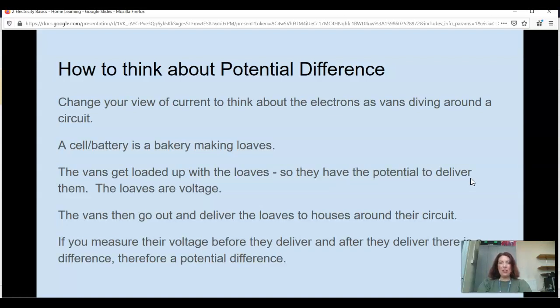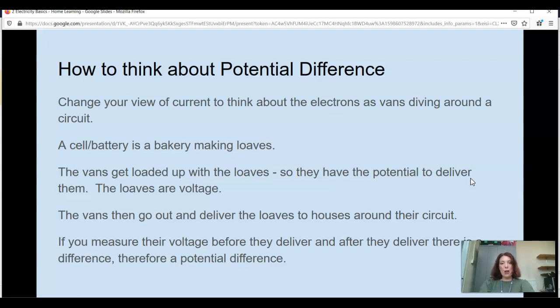So the cell or the battery is providing the vans with bread. In this case, we're going to think of the bread as the electrical energy, so their voltage, okay? So the cell or the battery provides that. If it's a big cell, it could provide really big loaves, or if it was a small one, it might provide smaller loaves. That's how we're going to think about it.